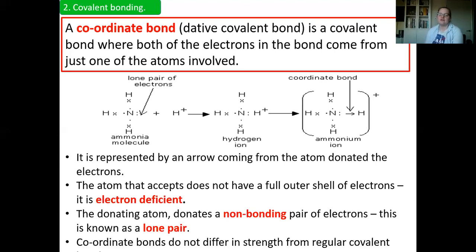Coordinate bonds do not differ in strength from regular covalent bonds. So for example, in that ammonia molecule, NH3, those two electrons are a lone pair of electrons. They're not bonded with anything. So they have the ability to then go and bond with a hydrogen ion in a dative or coordinate bond.